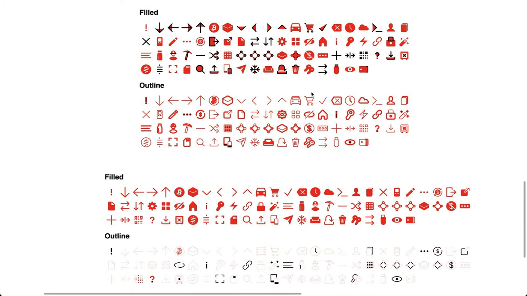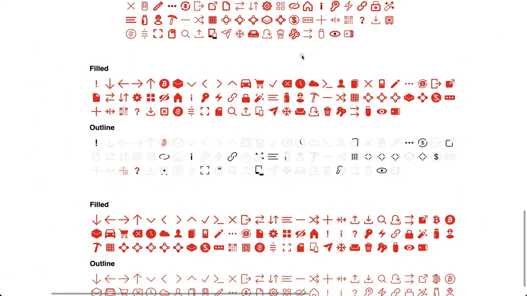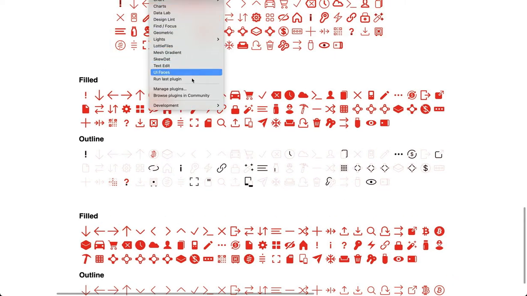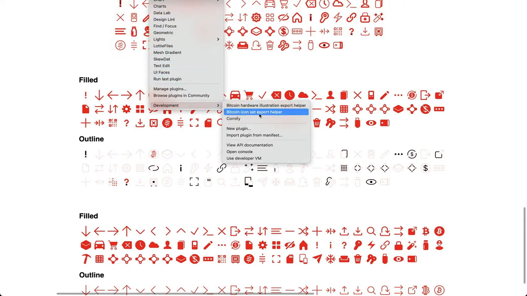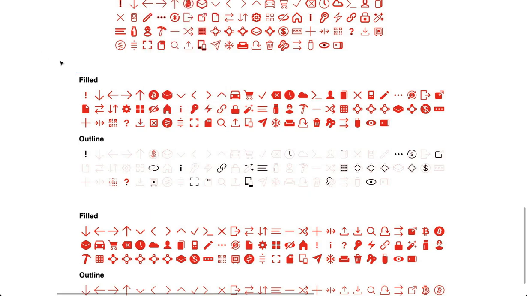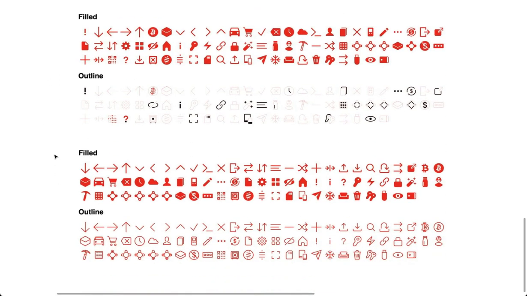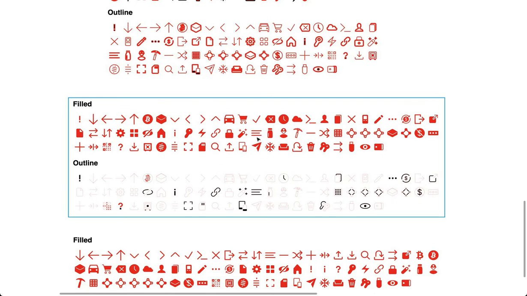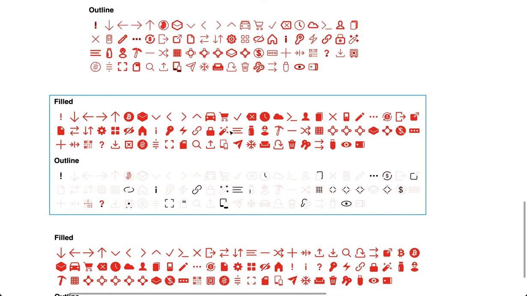There were two things that I did here. One is I cleaned up the Bitcoin icon set export helper. This is the one that takes the source icons that we actually work on and prepares them for export, so they can be exported from Figma into the Bitcoin icons repo and be used there. And the second one took me from this state to here.